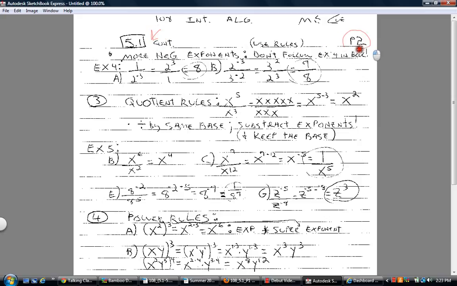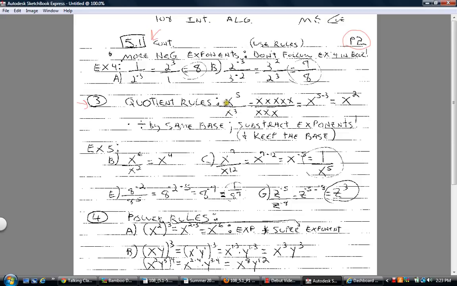We're going to tackle page 2 of our class notes here, and we're going to jump right down to objective 3, and we're going to talk about the quotient rule. What do you do if you divide by the same base, if the variable is the same base, what can you do with the exponents?